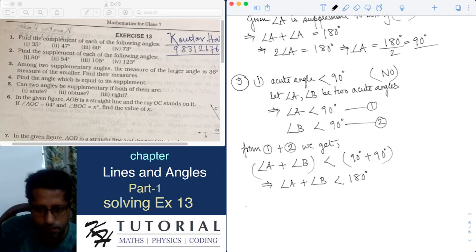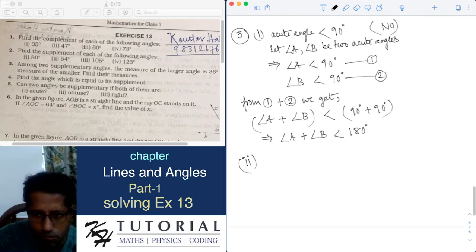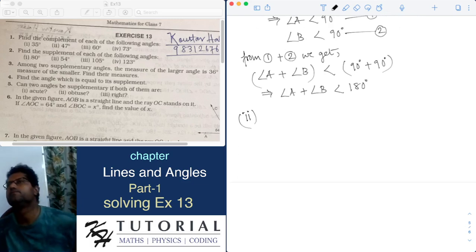Let's see obtuse. What is an obtuse angle?